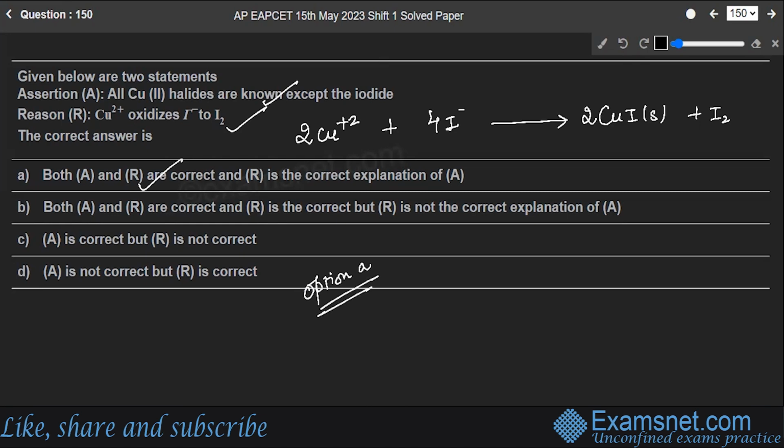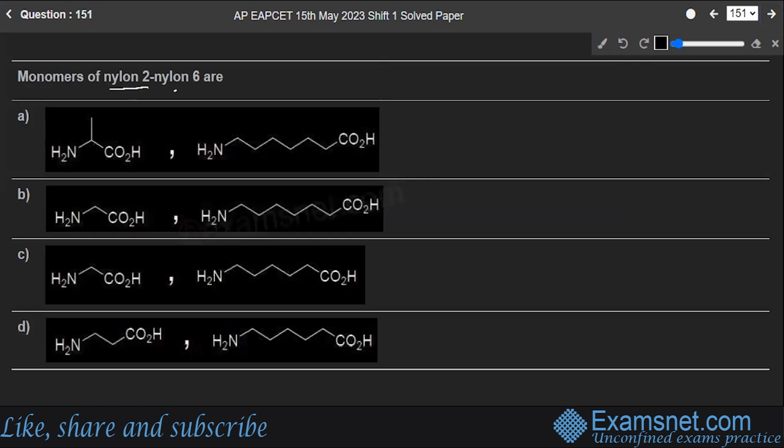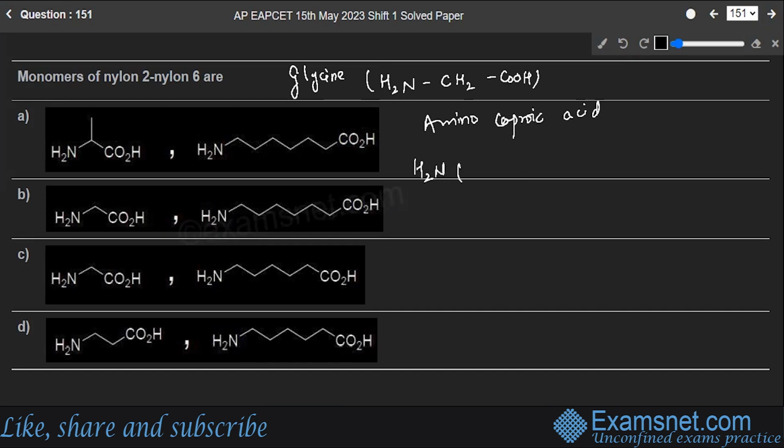Hope you understood that. Next is question number 151. Monomers of nylon 2 and nylon 6 are: glycine, which is given by H2NCH2COOH, and aminocaproic acid, which is H2N(CH2)5COOH. The structure of these monomers is given here in option C. So we have this as the answer.